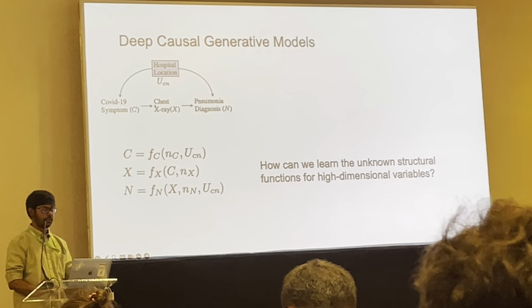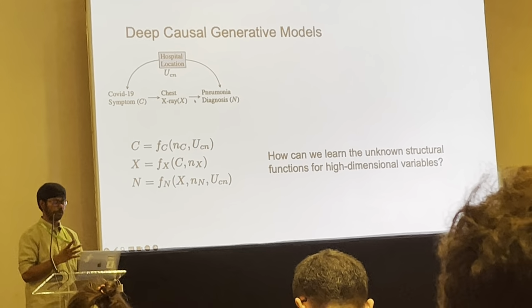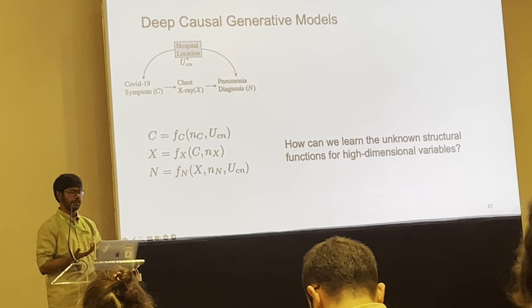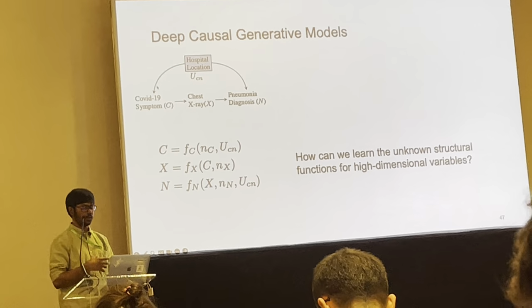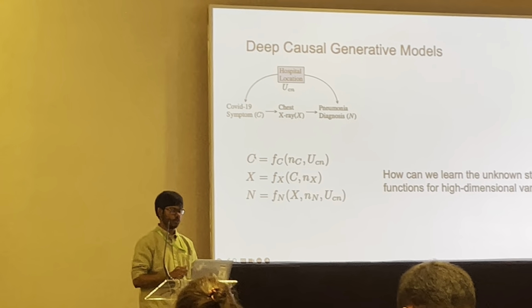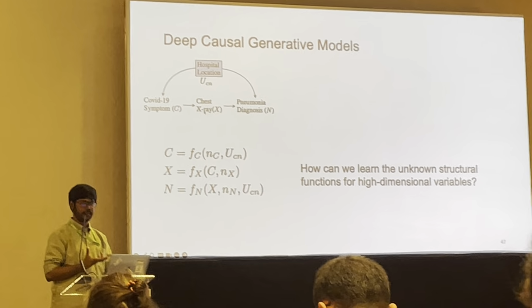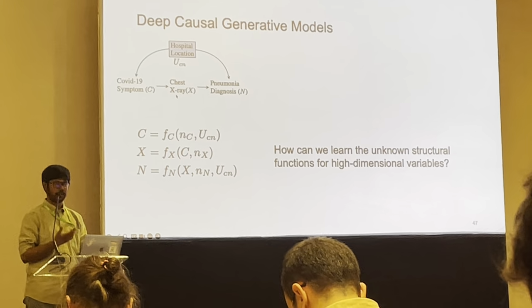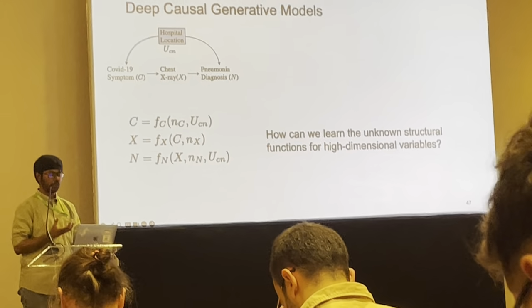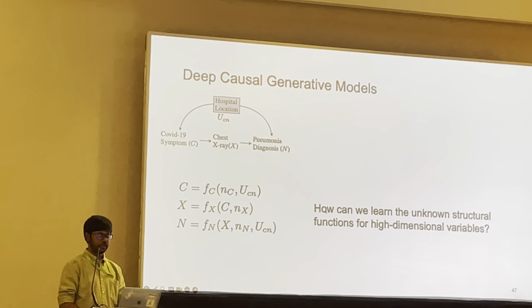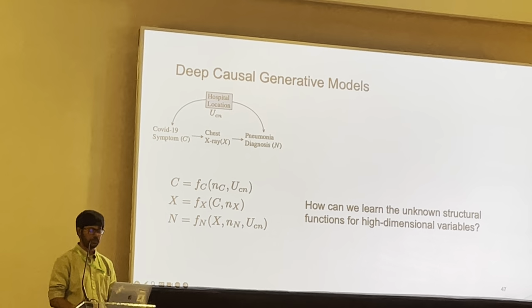If you remember the structural causal model for this causal graph, it will look like this. The COVID symptom takes some exogenous noise and the hospital location that we can observe, which we represent as UC and N, and it generates its value. Then F_X is the chest X-ray image. It takes the COVID symptom value and some noise, and then generates that image. Finally, there's the pneumonia diagnosis that takes the chest X-ray image and the hospital location also, and then it generates its value. Now, these are unknown structural functions for high dimensional variables, right?